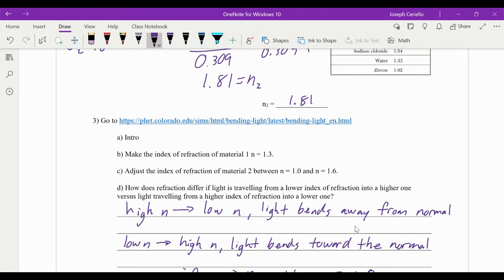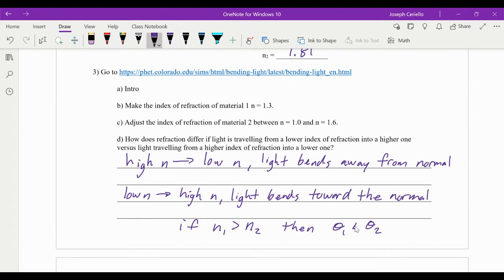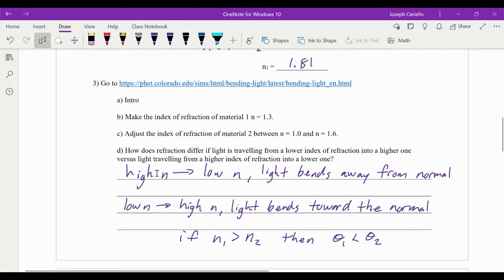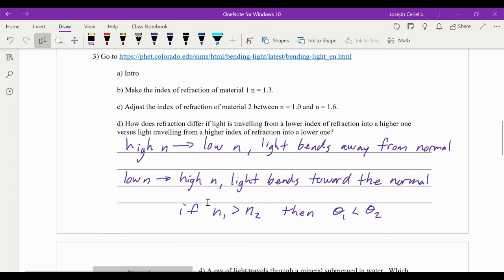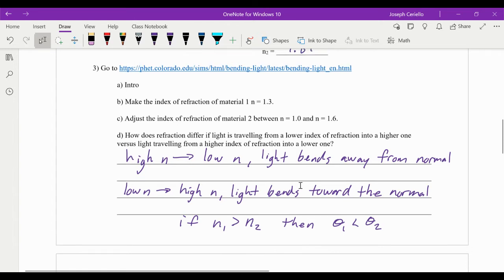Then we use a simulation here, and one thing we found, and this is an important concept: when light goes from a higher index of refraction to a lower one, it bends away from the normal. When it goes from a lower index of refraction to a higher one, it bends toward the normal. Another way of saying this is if n1 is greater than n2, theta 2 is greater than theta 1, and vice versa.